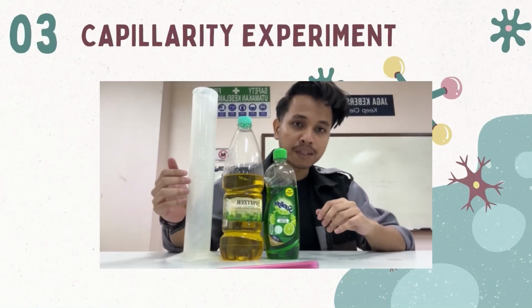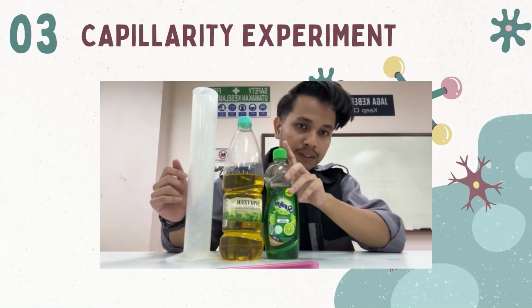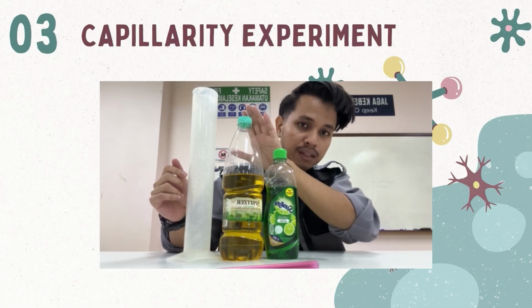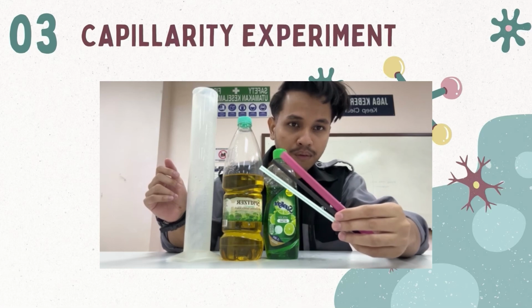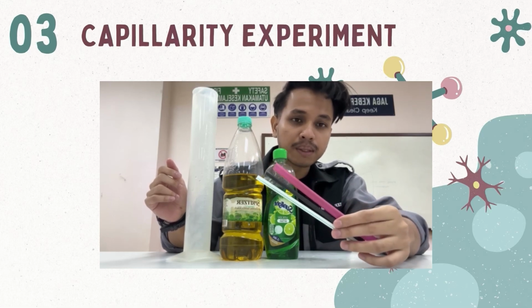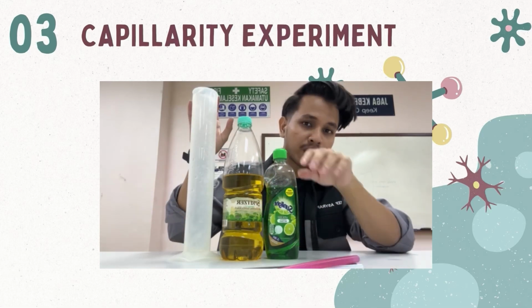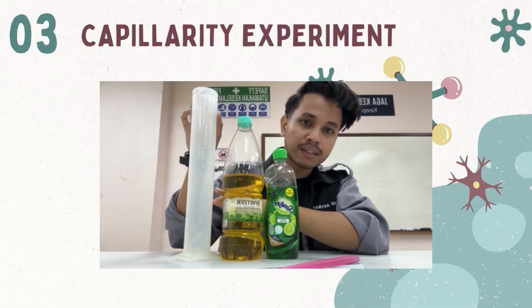To carry out the experiment, firstly we need dishwasher liquid, second we need oil, third we need 3 types of straw with different diameters and sizes, and lastly we need a measuring cylinder.